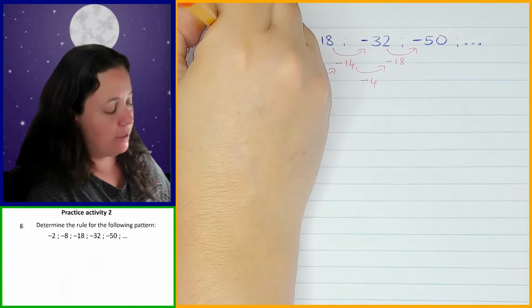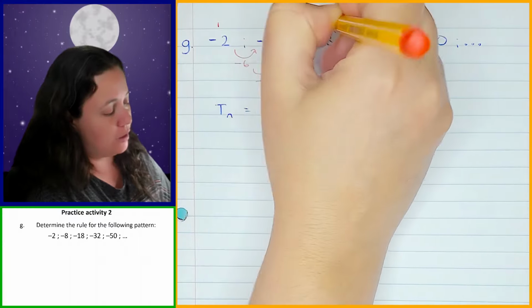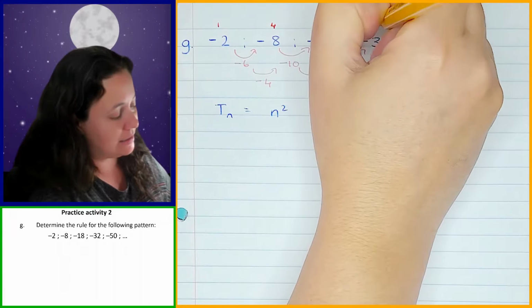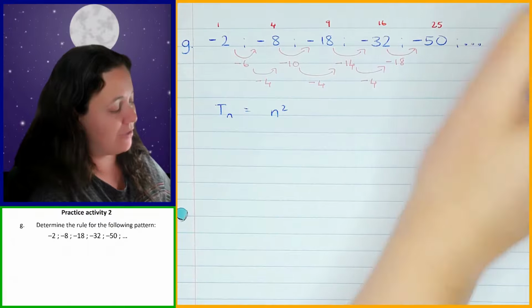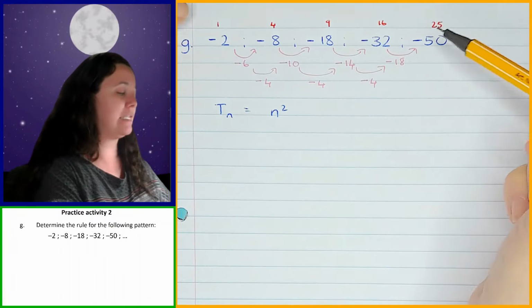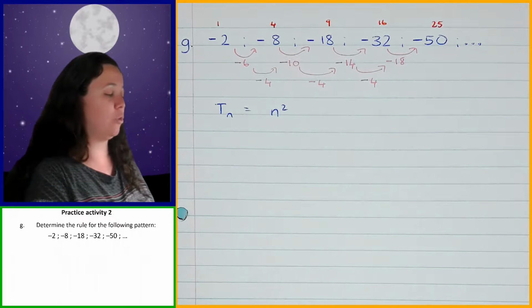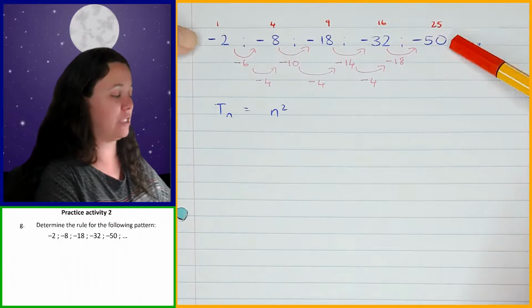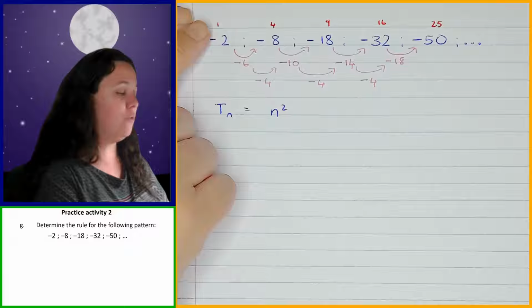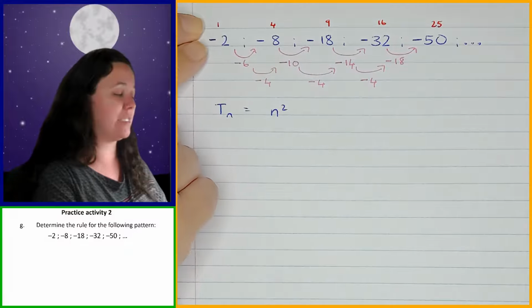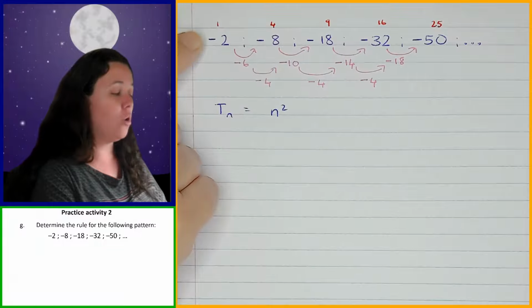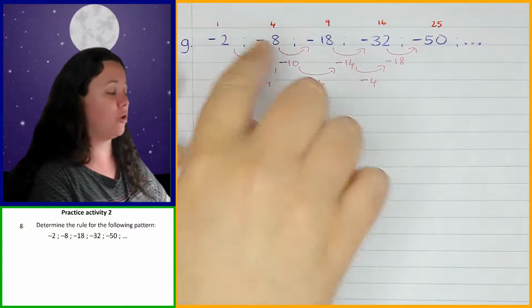So I'm going to put 1, 4, 9, 16, and 25, and see how I can get from those numbers to these numbers. Okay, what do I need to do to that pattern to get this pattern? So to get from 1 to -2, I have two choices. I can either subtract 3 or I can multiply by -2. So which of those options will work for all of the others?